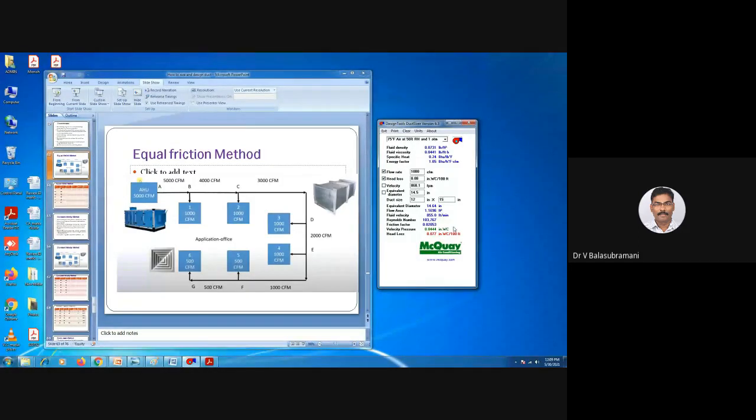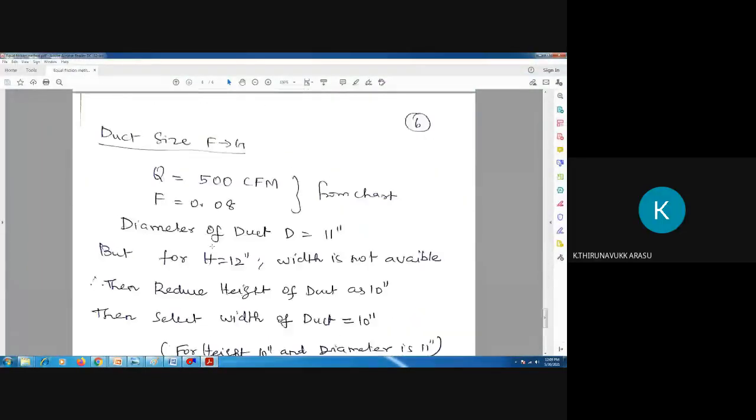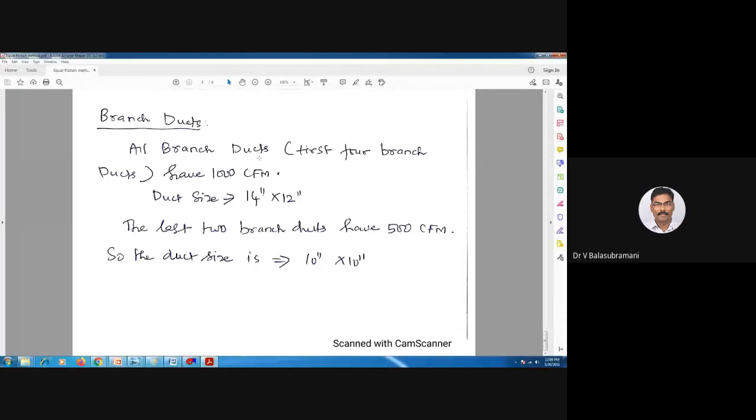So this is the answer which we got from our design software. Then you may find out the branch duct diameter using this method. But in the CFM method, I have to choose 14 cross 12 for a branch duct. For all branch ducts, the first 4 branch ducts have 1,000 CFM. So the duct size is 14 inches by 12 inches because it has only 1,000 CFM.